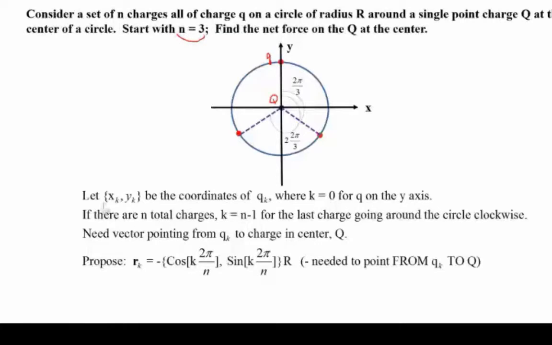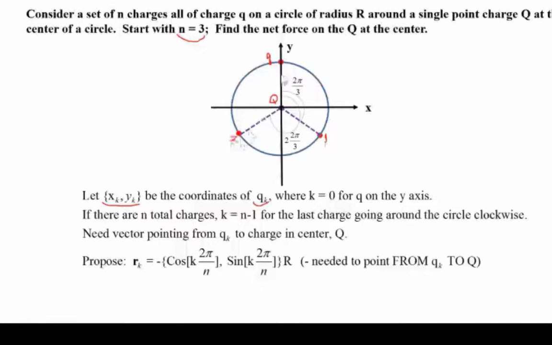So let's say that x sub k, y sub k, those are the coordinates of the q sub k. For example, if we call this k equals 0, then that will be the q that's on the y-axis. We rotate these charges until we have a charge right on the y-axis. If we count the charges that remain, so here's 1, let's say we go up to 3, this would be 1, 2, 3. So the maximum in terms of the number of charges beyond this one here, this would be 1 and this would be 2.